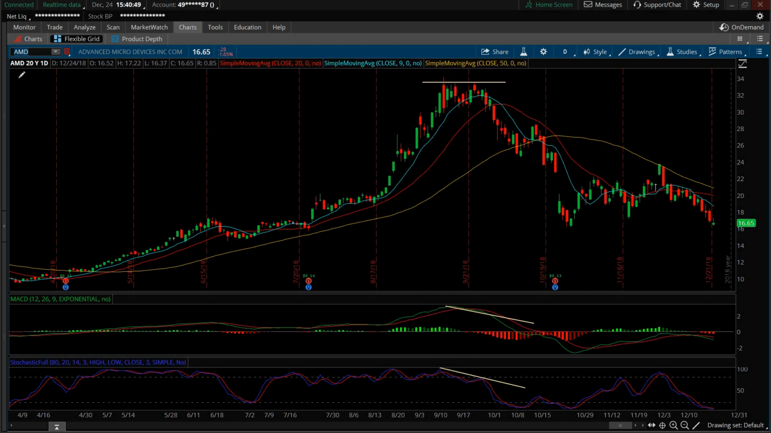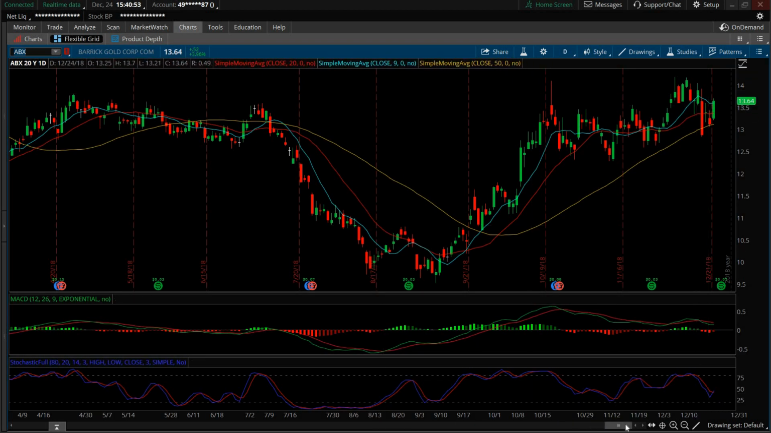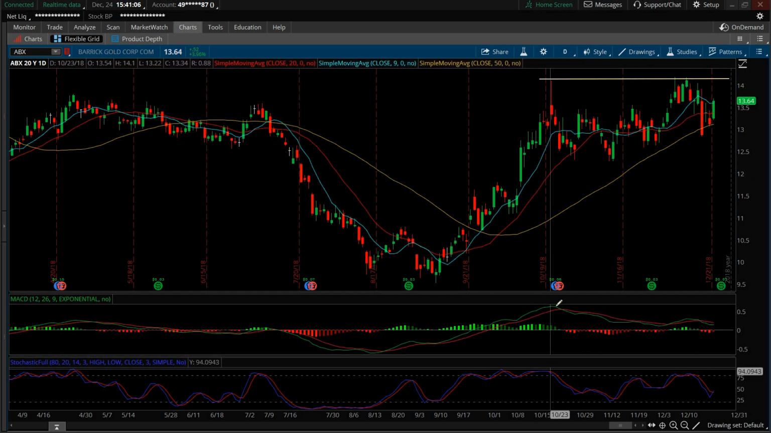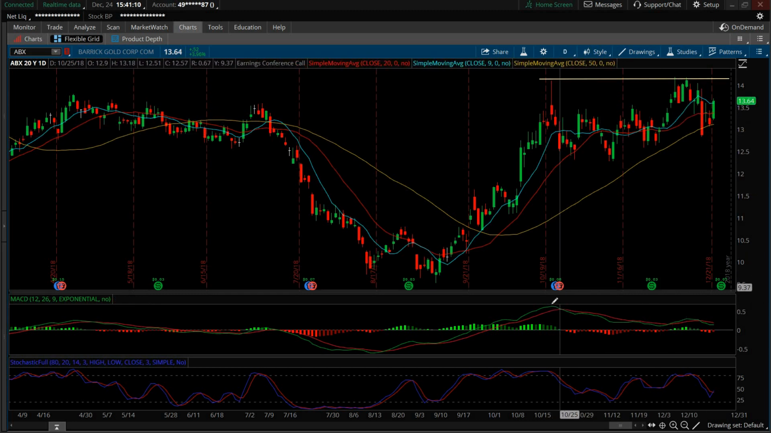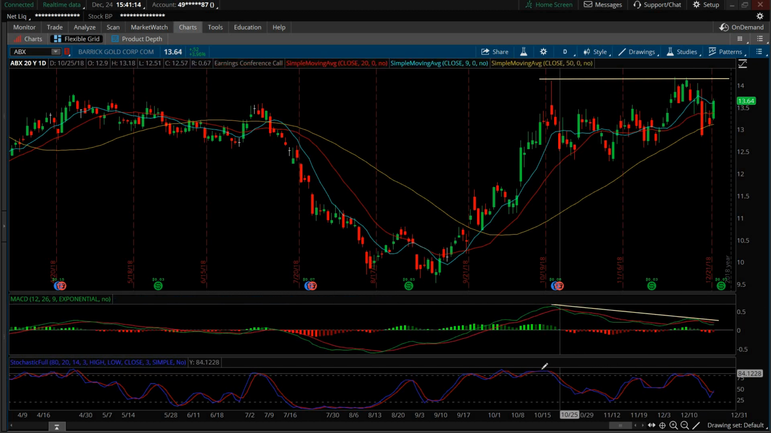Another one would be ABX. And let's see, ABX. Well, here's a good one right here. You have a line right there that it tried to break through, and the indicators are up here. It came down, worked its way back up, but look how far down the indicators are. They're both doing the same thing.